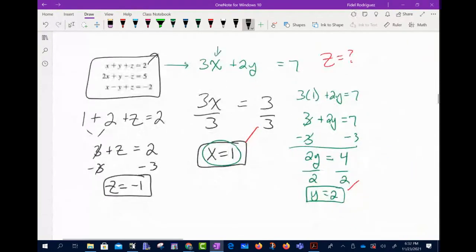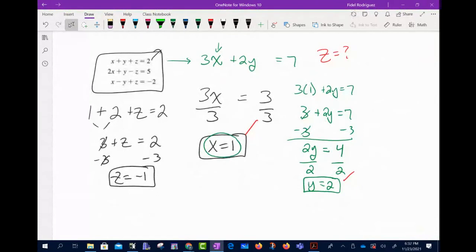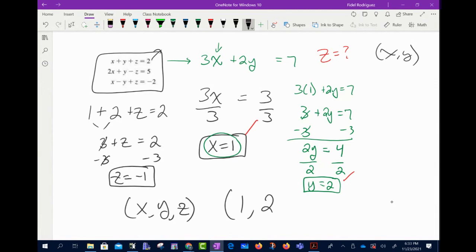Okay. Now, let me show you how we're going to enter these answers in. So remember when we had 2 points, we would always go x and y? So now that we have 3 values, y'all, this is how we're going to write it. X, y, and z. So we're going to have 1, 2, and negative 1.